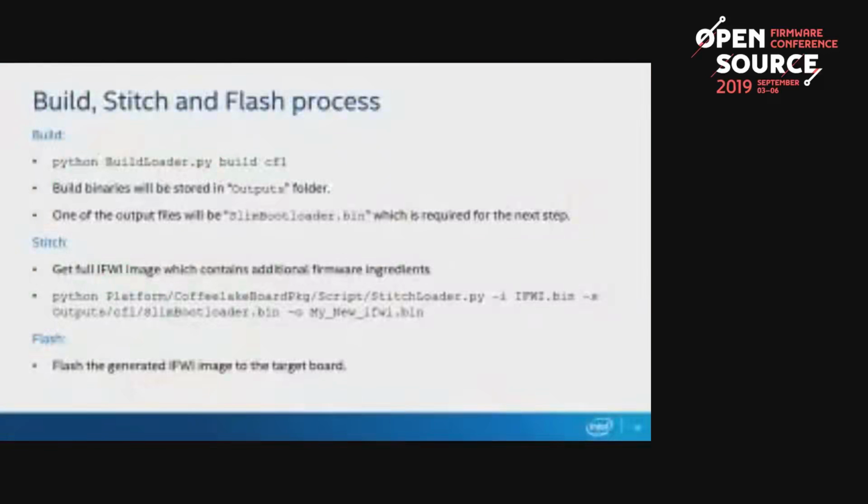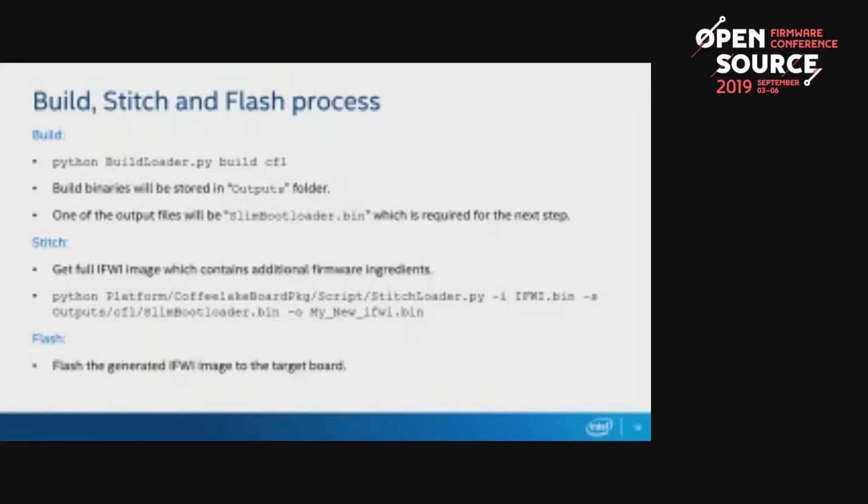Okay, so lastly, the build, stitch, and flash process. Firstly, you build the Slim Bootloader with the command build loader, build, and your platform name. The build binary will be stored in the output folder, together with a Slim Bootloader binary file, which is required for the stitching process.